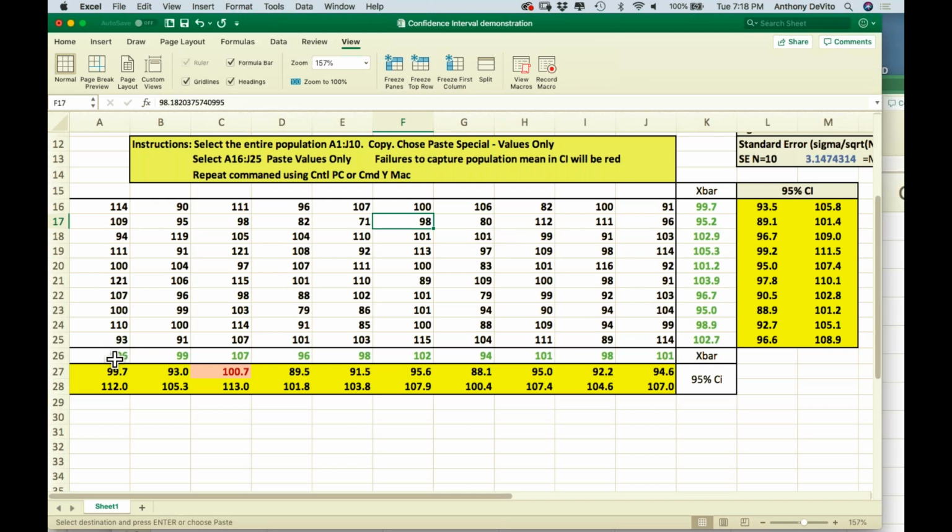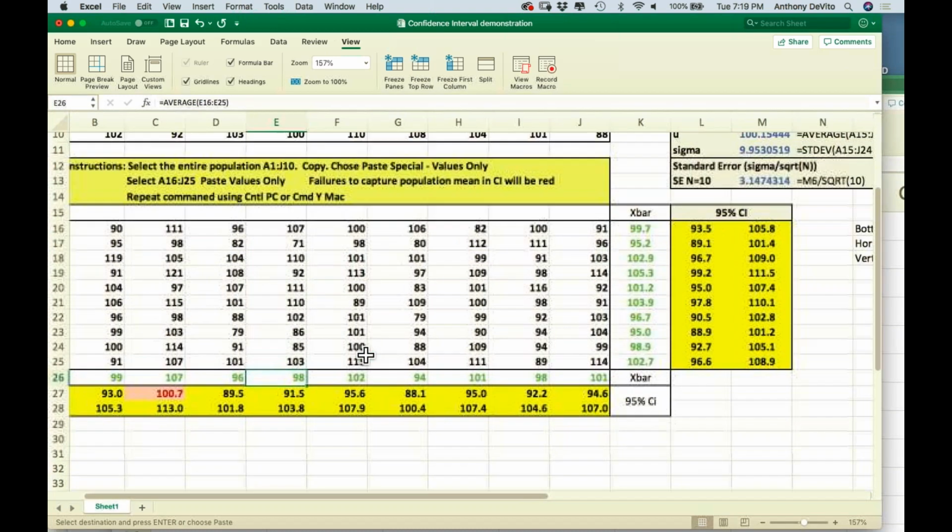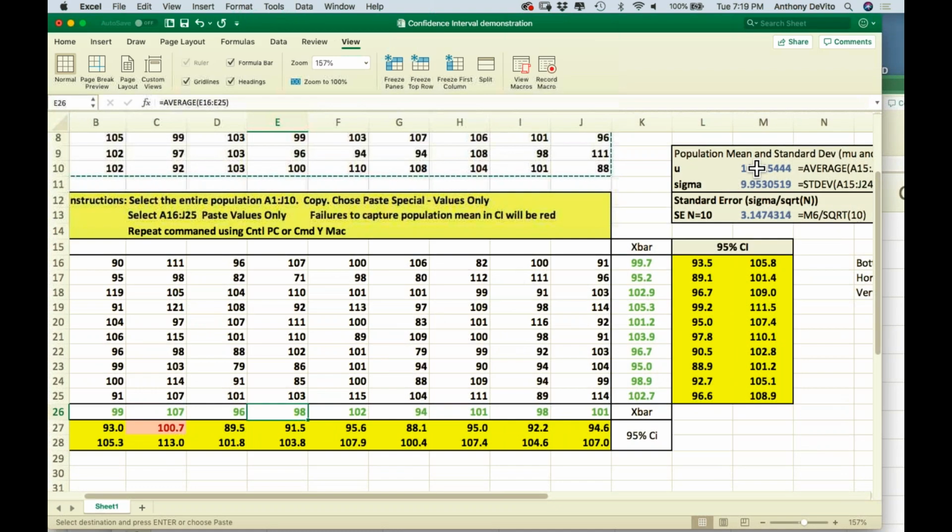And I can find the average going down as well. So these are also averages for a sample of 10. So how many samples have I taken? I've taken 10 rows, 10 columns. I've taken 20 samples from this population. Okay, so now this number here is the actual mean for that population. It turns out it's a little over 100. And the standard deviation for that population turns out to be 9.95.